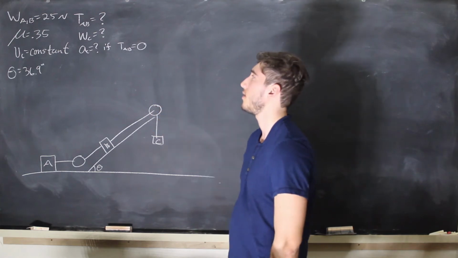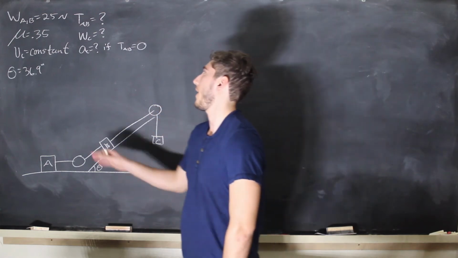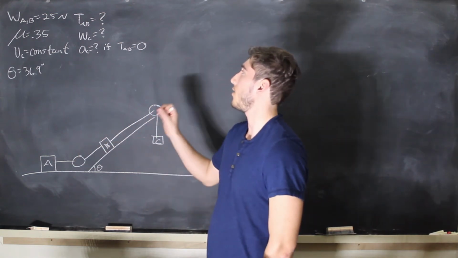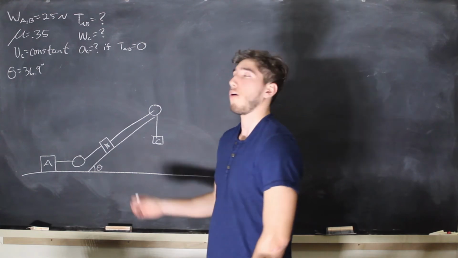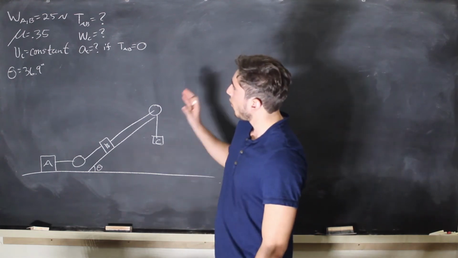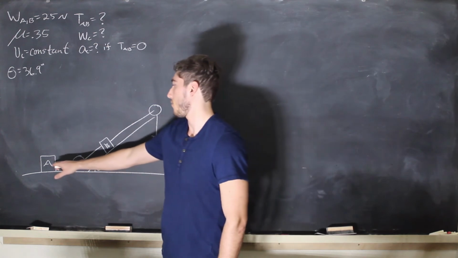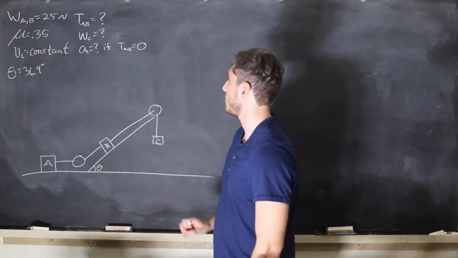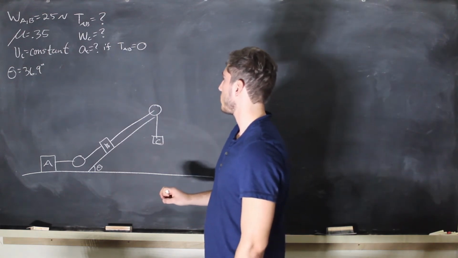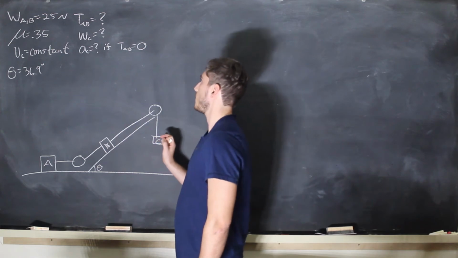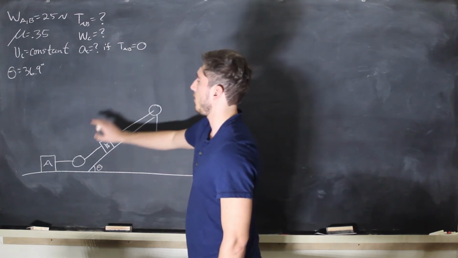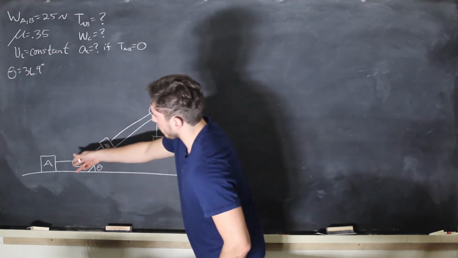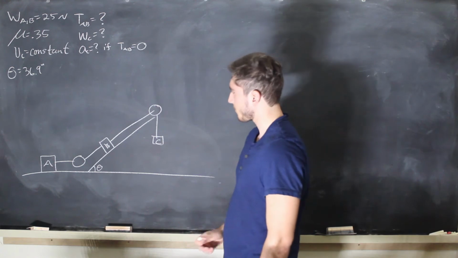And the coefficient of friction between A and the surface, and B and the surface, is 0.35, and the weights of A and B are both 25 newtons. What you want to find is the tension in the rope connecting A and B. We want to find the weight of C, and we want to find the acceleration of C if the tension of the rope between A and B was equal to 0. In other words, if you cut the rope, what would be the acceleration of C?